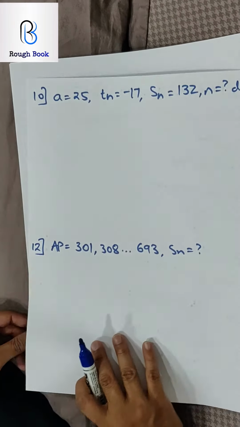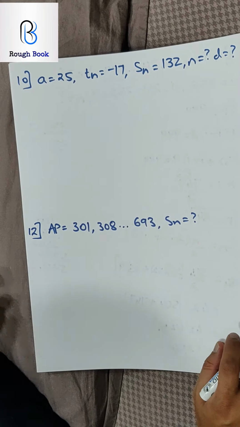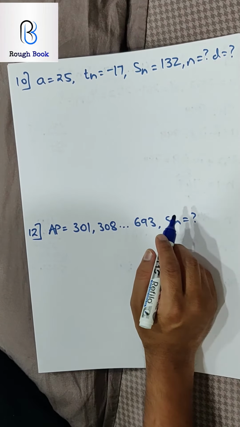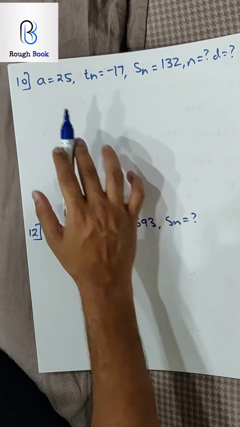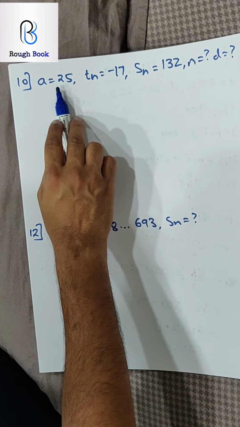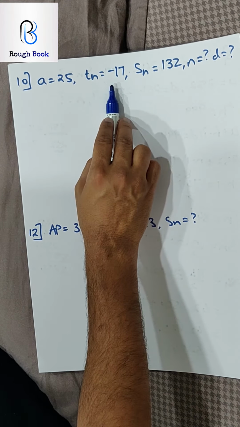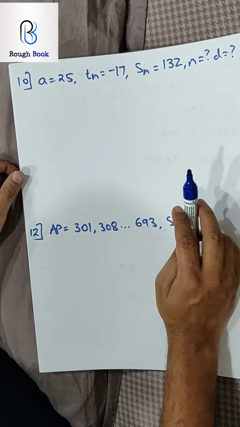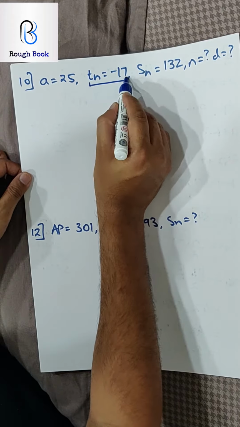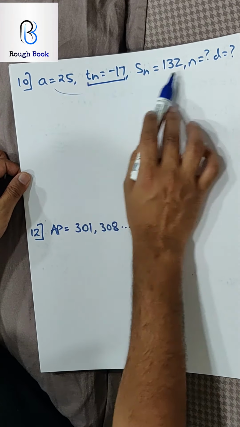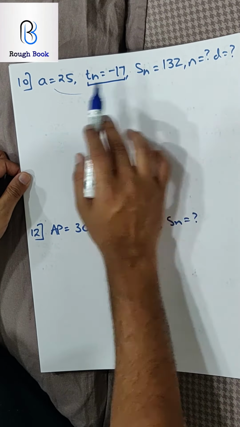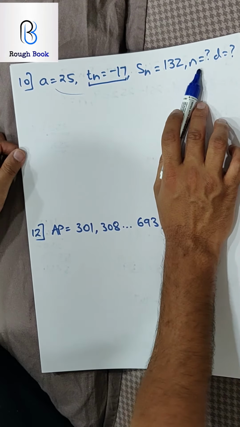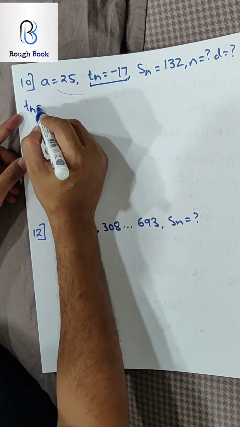Yeah? Come on, I want you to try sum number 10. Read the question, see what it says. It says, in an AP the first term is 25 and nth term is minus 17. Sum of n terms is 132. Find n and common difference. So first take this Tn, substitute A and get d. Once you get A and d, substitute that in Sn and find n. Come on, everyone should go ahead, you should get this. It's a simple question.